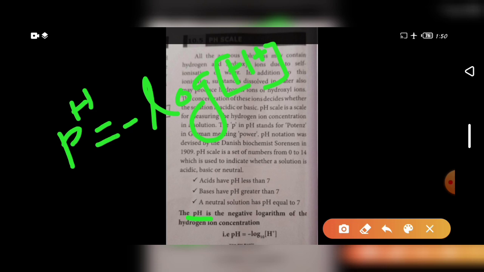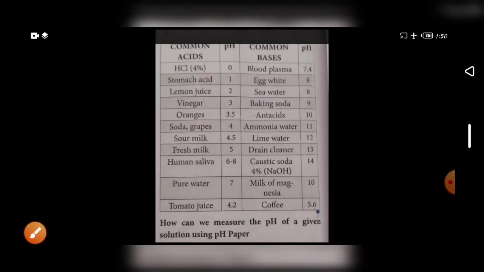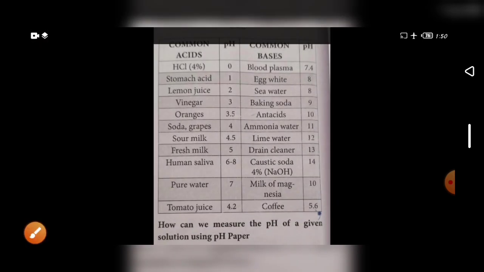Next class we will see the sums also. See here, next the substances and their pH values are also given. You must read it. So why do we measure the pH of a given solution using pH paper? For what purpose are we using it? Because whether it is acidic, basic or neutral, only then can we neutralize it. For that purpose, in our body also we use the pH value. Whatever affects us, first they find out the pH value.